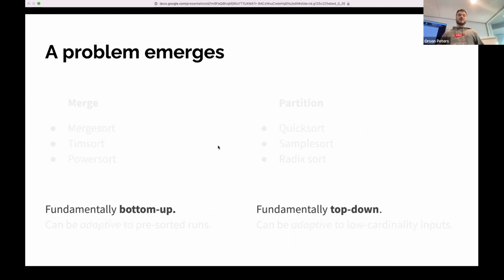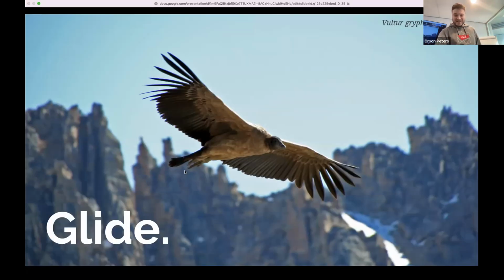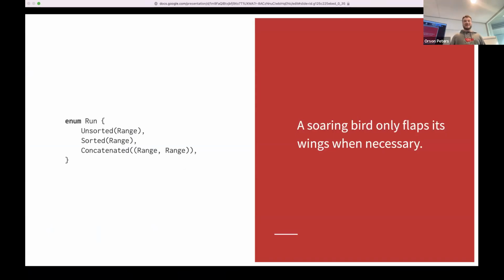But a problem emerges. We saw that being adaptive to pre-sorted runs, all these algorithms are fundamentally bottom-up. You need to start at the small things and work your way up. Whereas the things that are adaptive to low cardinality inputs are fundamentally top-down. You're constantly partitioning out. So how do we solve this? We glide. So a soaring bird only flaps its wings when necessary. And in a similar way, Glidesort only sorts when necessary. And we do that by extending our idea of a run to a logical run, where it can be unsorted, sorted, or the concatenation of 2 sorted ranges.